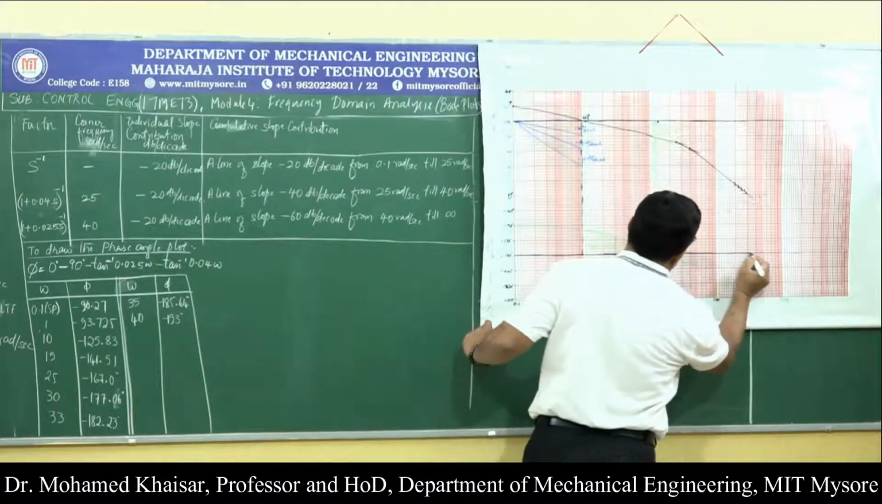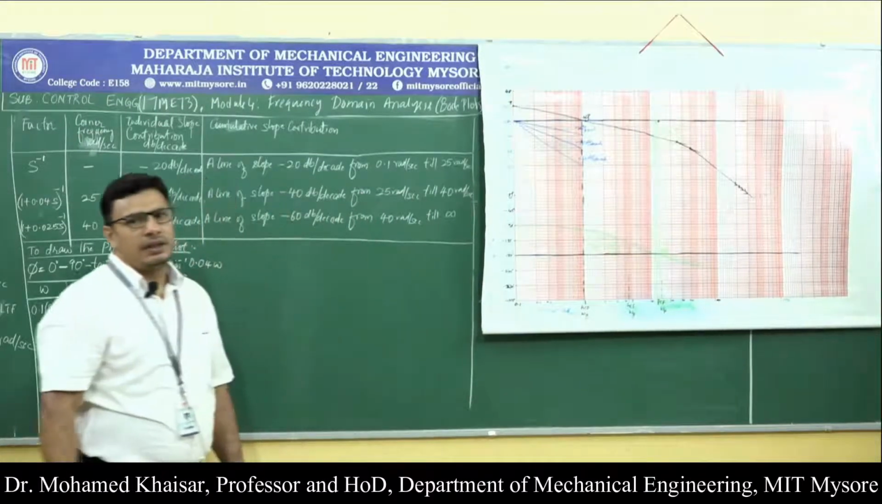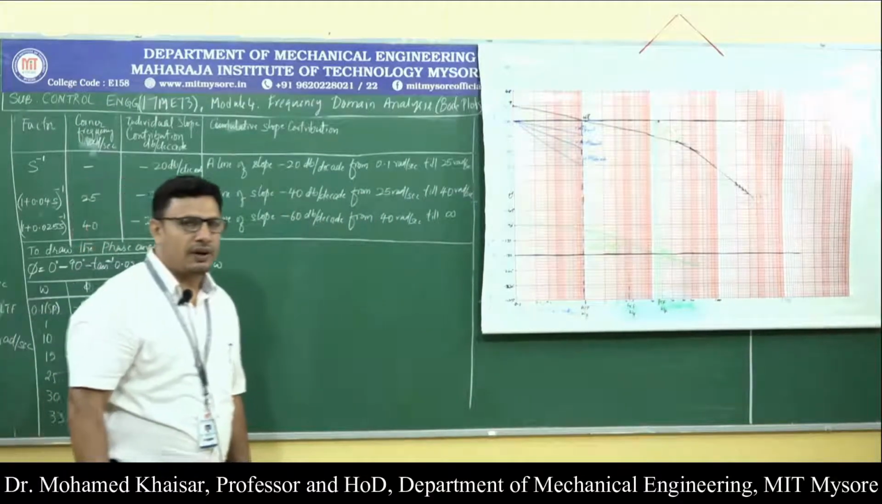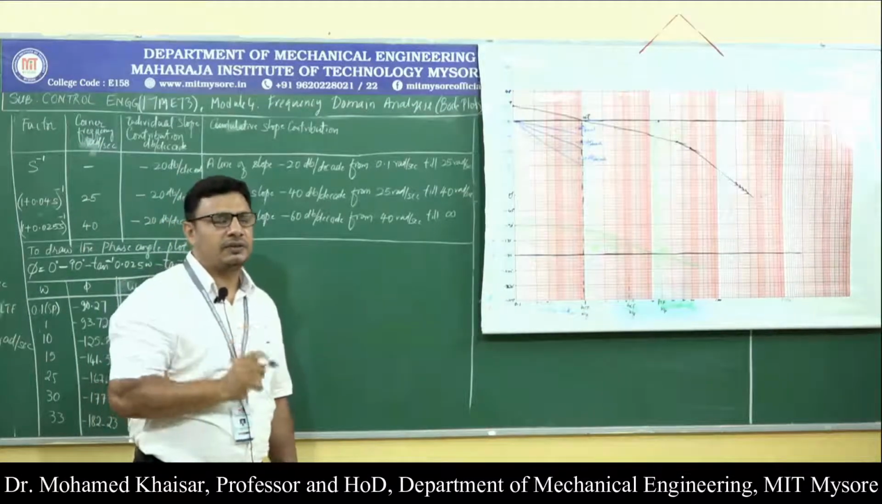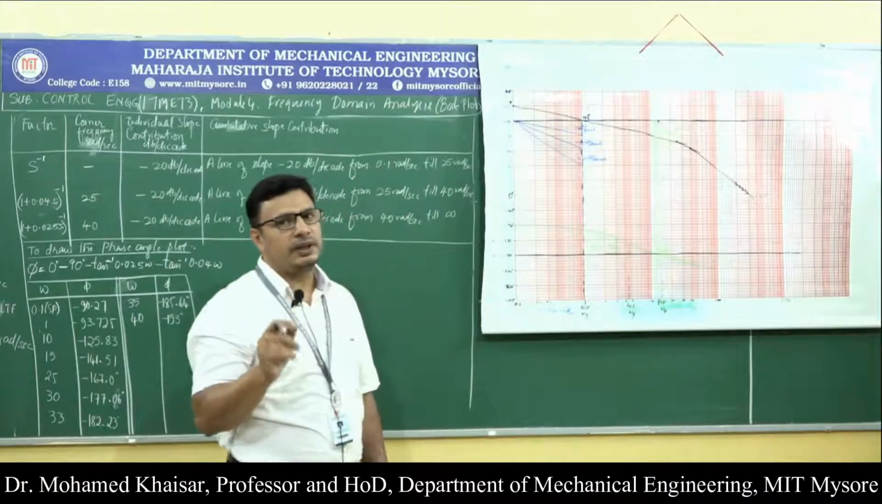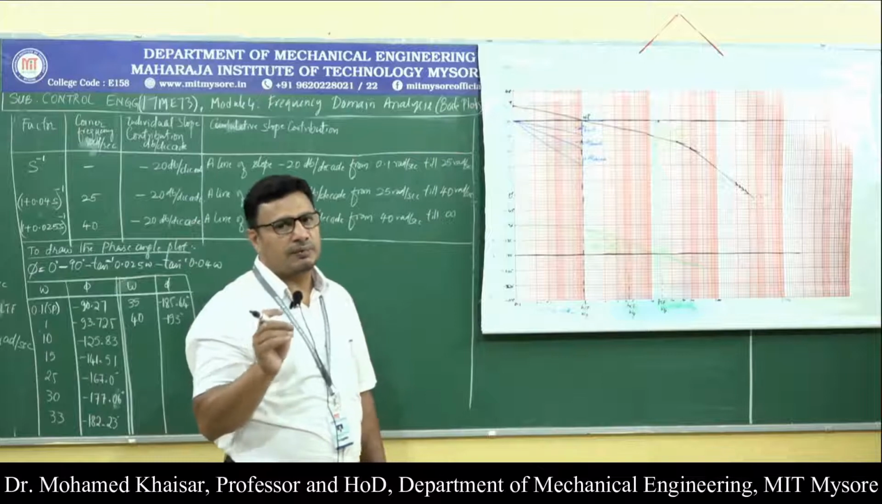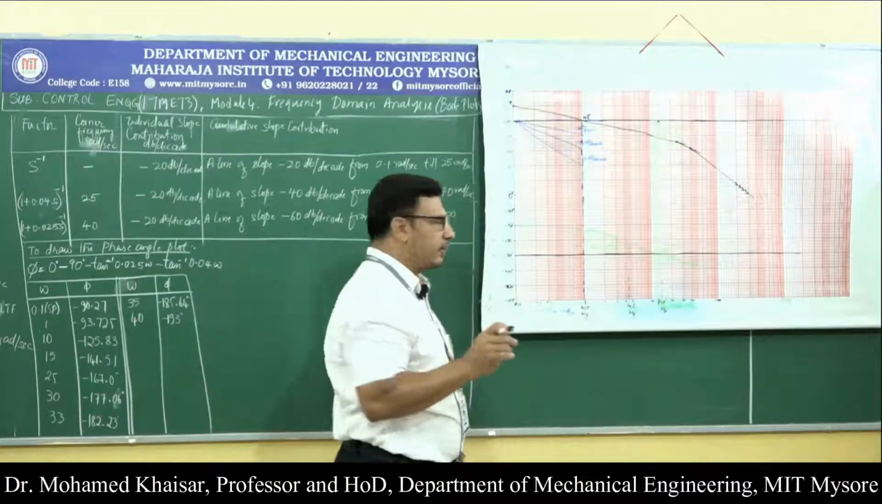Why? Because the point where the phase angle plot crosses the minus 180 degree line is called the phase crossover point. The frequency at which it exists is called the phase crossover frequency. To find the gain margin, finding the phase crossover point is very essential. That is why the minus 180 degree line is called the reference line.